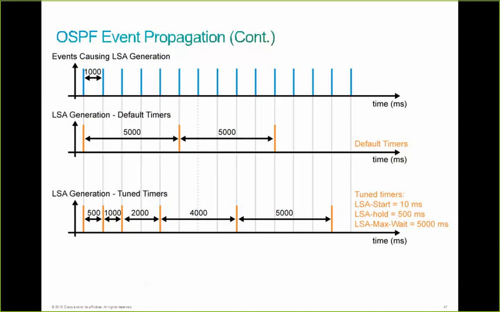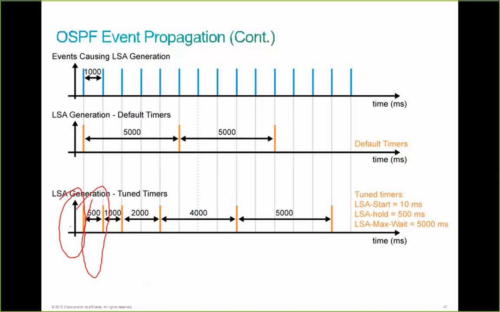Now, if I set the LSA throttle timers at 10 milliseconds for my start interval, 500 milliseconds for my hold interval, and 5,000 milliseconds for my max interval, that's when we see the bottom slide, the bottom tuned timers graph. All right? Here's our initial propagation, which is 10 milliseconds. Here's our second propagation, because that is my hold interval, 500 milliseconds.